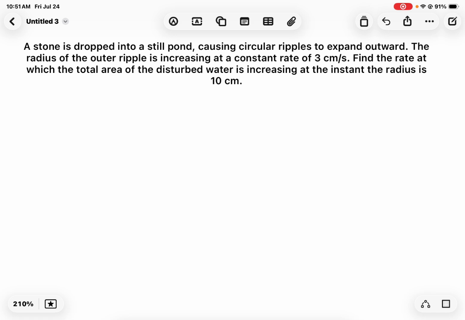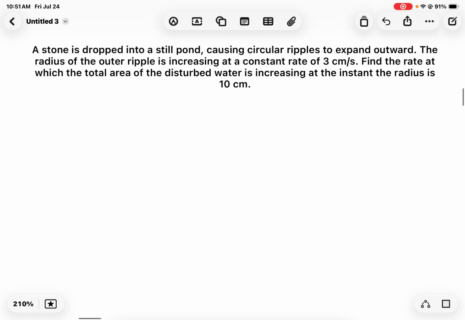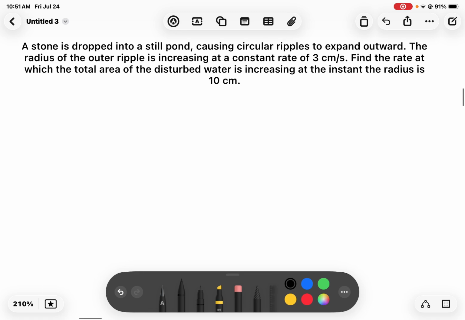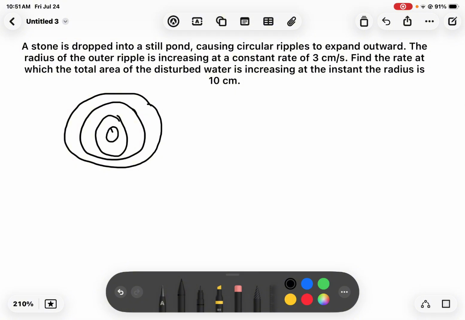draw a picture. We can draw a picture of a bunch of ripples, like so. It's saying that the outer ripple is increasing at a constant rate of 3 centimeters per second. So this outer ripple right here is increasing at 3 centimeters per second. So we wish to find the rate at which the total area is increasing. Basically, we want to find dA/dt, right? The rate of change of area with respect to time.